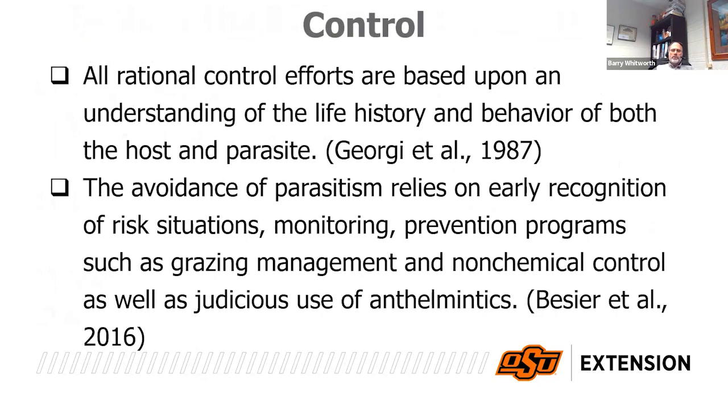When we talk about control, it's really important that you have a general understanding of the life cycle of parasites, and an understanding of the behavior of your animals as well. One of the important things to prevent parasitism is being able to recognize there are going to be situations that are more risky than others. And if you've been in a drought and you're coming out of a drought, especially depending on the time of the year that you come out of it, that could definitely be a situation that is going to require you to be careful.